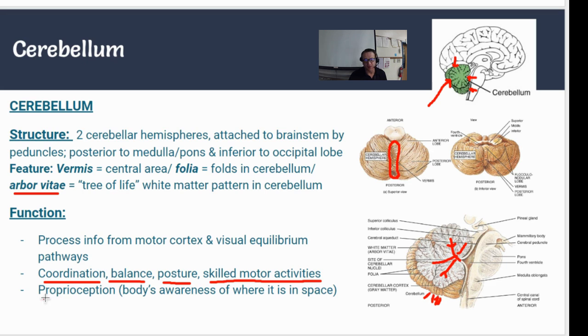And also, don't forget about proprioception. That's where you know where your body is in space, even without looking at it. Once again, my right hand is right there because I have proprioceptors in my limbs and also in my brain. So that is the cerebellum.